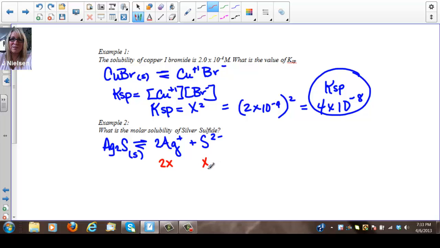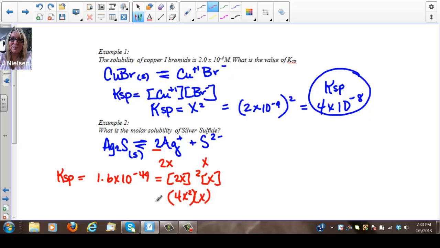And this is going to be X. We can look up the Ksp of silver sulfide, and we see that it's 1.6 times 10 to the negative 49. And that's going to equal the concentration of, so we've got 2x, and it's squared, times x for S2 minus. So 2 times 2 is 4, so this is going to be 4x squared times x, which is going to give me 4x cubed.